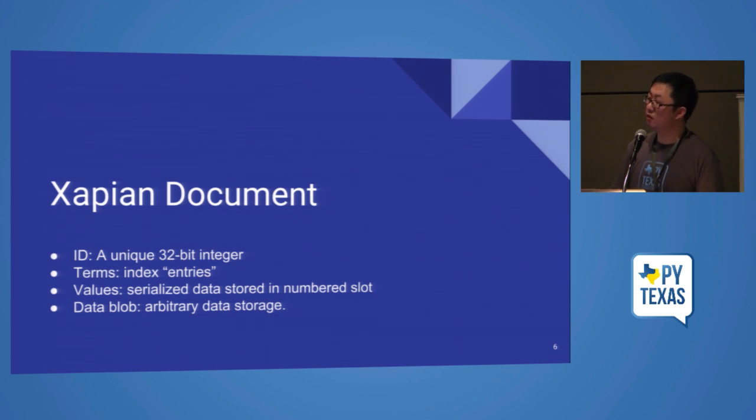Values are another format of term, but in serialized format, and they're usually used for range queries, sorting, and faceting. Xapian also allows us to store arbitrary data inside the document. This doesn't have impact on the search, but it's for storage purposes. When we retrieve the data, we can display it easily with this data blob.